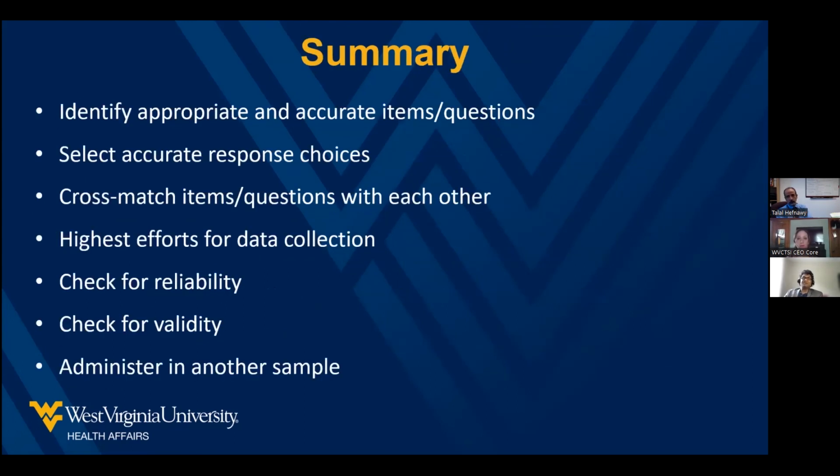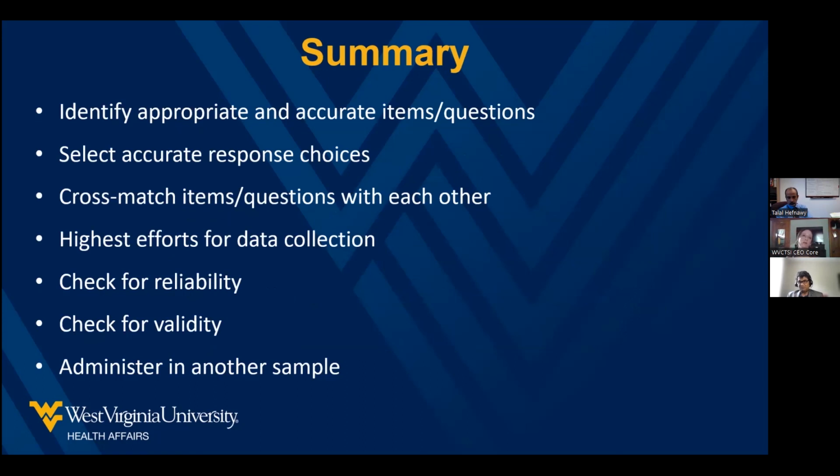So I think I'm very close to the end. And there is a summary of the validity result, the validity scale or the survey validation. So identify appropriate and accurate items of question that I discussed earlier. Select the accurate response choice, like if you are using a Likert scale or dichotomous or continuous, it will depend on your research question and the variable you're using.